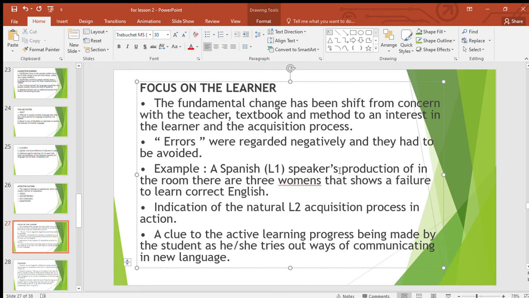So here is the active process, the natural L2 process in action. So he is trying to apply what he is learning. He is learning second language and he is trying to apply it in class. So focus on the learner itself.